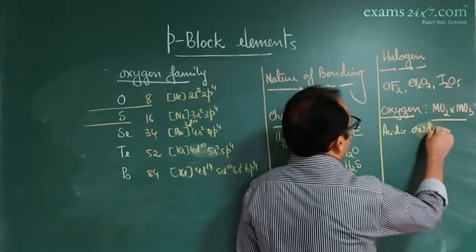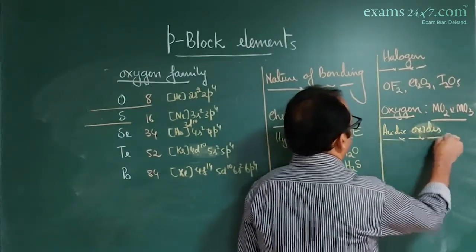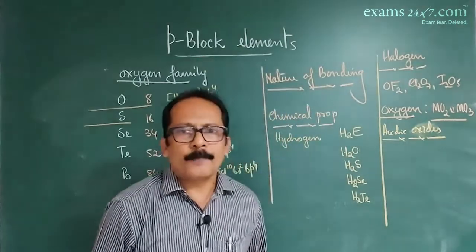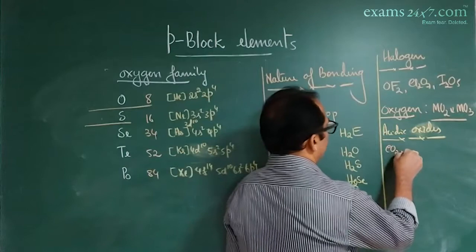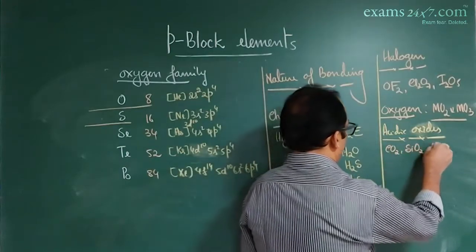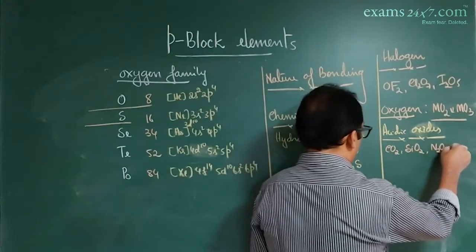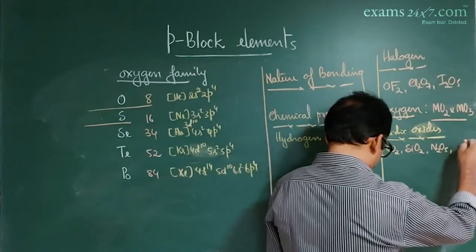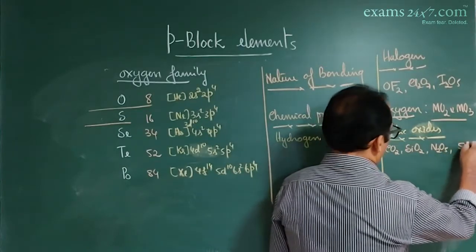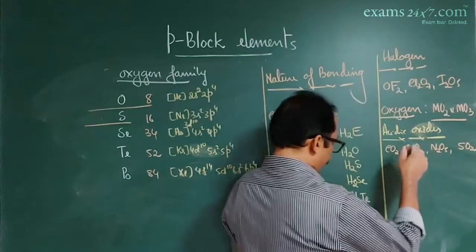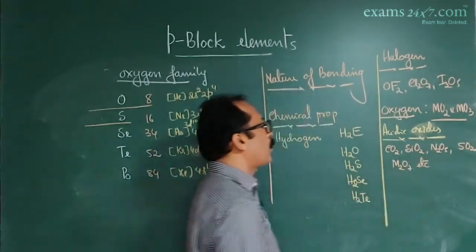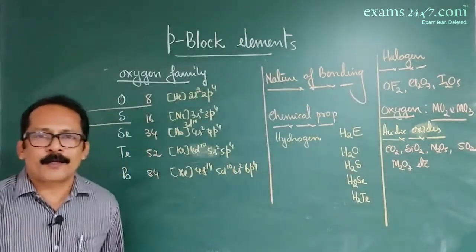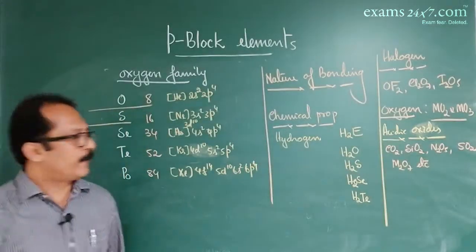When oxygen reacts with non-metals, they form acidic oxides, like CO2, SiO2, N2O5, then SO2, Mn2O7. All these are examples of acidic oxides because when they are treated with water, they form acid.